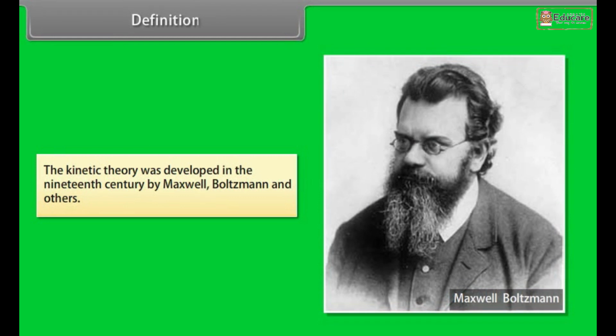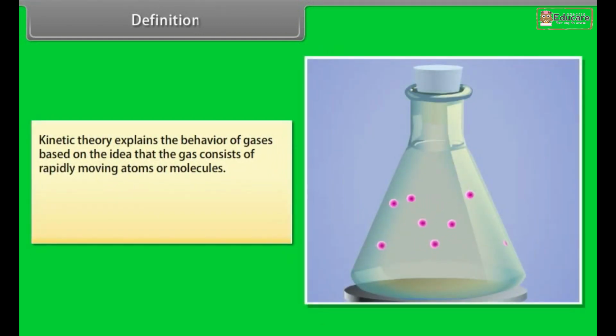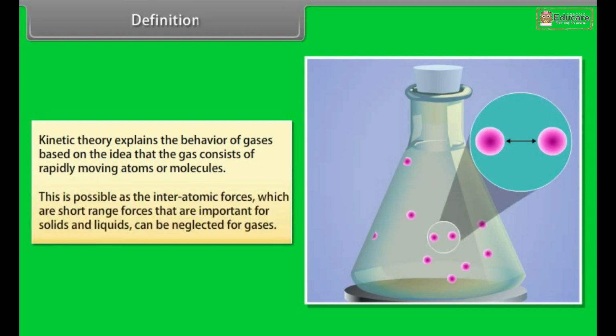Definition. The kinetic theory was developed in the 19th century by Maxwell, Boltzmann and others. Kinetic theory explains the behavior of gases based on the idea that the gas consists of rapidly moving atoms and molecules. This is possible as the interatomic forces, which are short-range forces that are important for solids and liquids, can be neglected for gases. Molecular nature of matter.